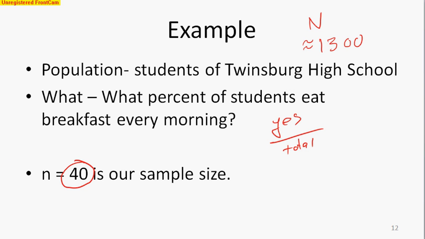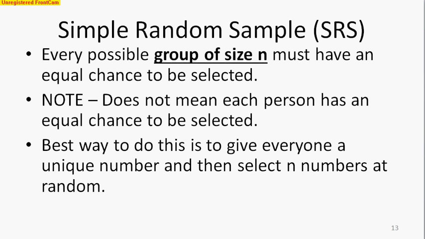Okay. So let's talk about how to do what's called a simple random sample. We sometimes call this an SRS for short. Now, a simple random sample, by definition, is that every possible group of size n must have an equal chance to be selected. So if I'm going to select 40 students, every possible group of 40 students must have a chance. Now, even if that means that I change one person, if I change Vince with Trinity, if I make a switch right there, that would be a different group. So every possible group of 40 different students must have a chance to be selected.